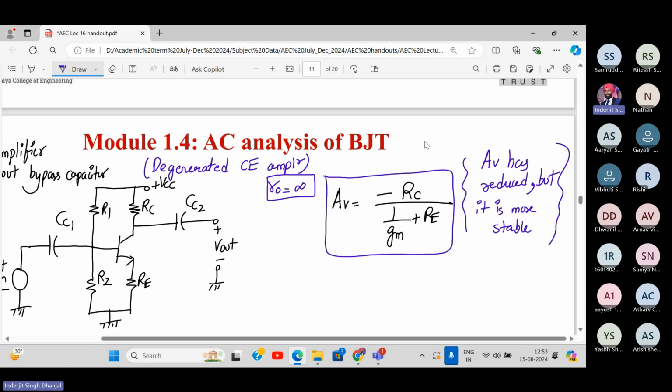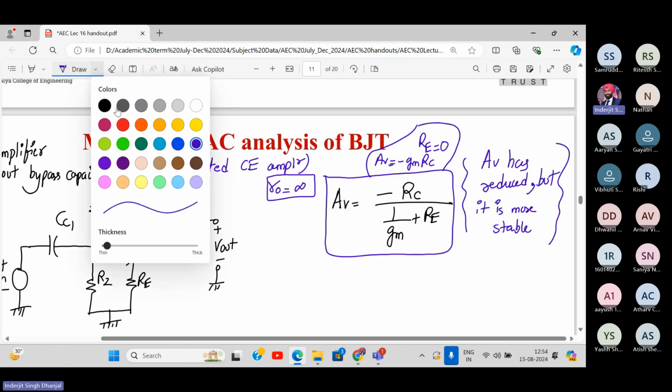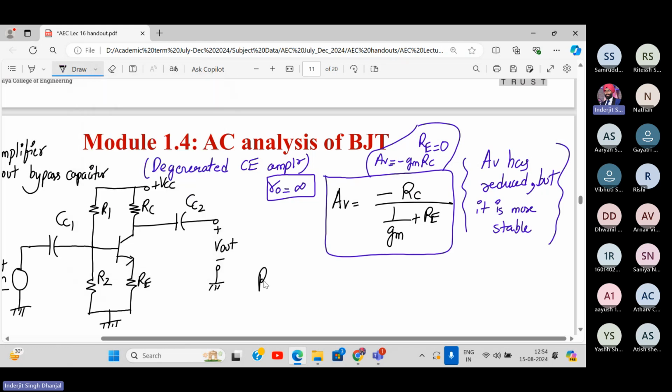If you substitute RE equal to 0 in this formula, what do we get? AV is minus GM RC. Yes or no? Are you understanding? So if RE is 0, it will become minus GM into RC only. Same thing only. What about Rn? Does Rn get affected? Yes.